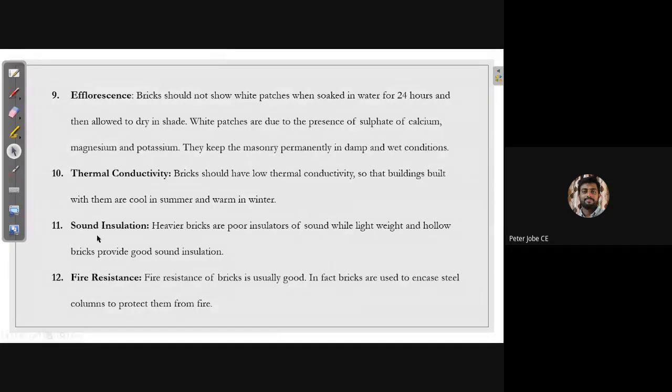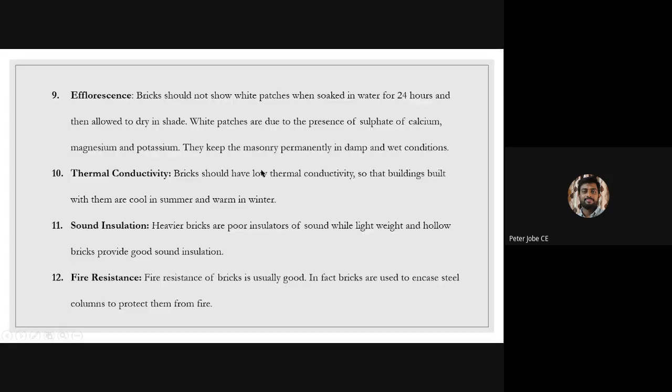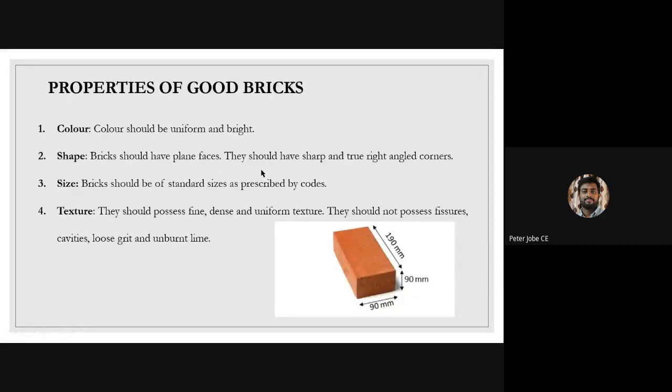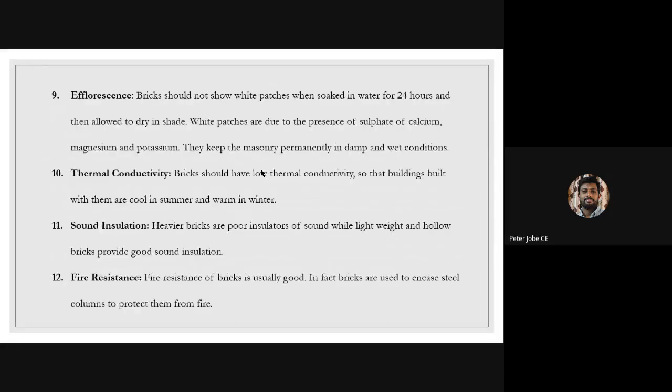These are the properties that we were discussing. The properties of good bricks are color, shape, size, texture, soundness, hardness, strength, water absorption, efflorescence, thermal conductivity, sound insulation, and fire resistance. For a good quality brick, we will specify a minimum standard for all these 12 properties. As said earlier, for fire resistance, we'll differentiate bricks on the basis of their fire resistance capacity. It might be 5 hours for some kind of bricks, maybe 2 hours for other kinds.